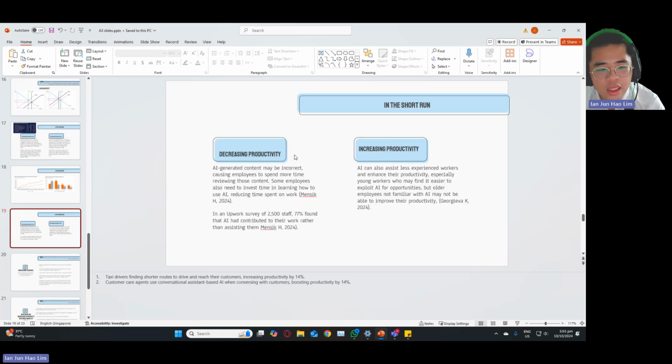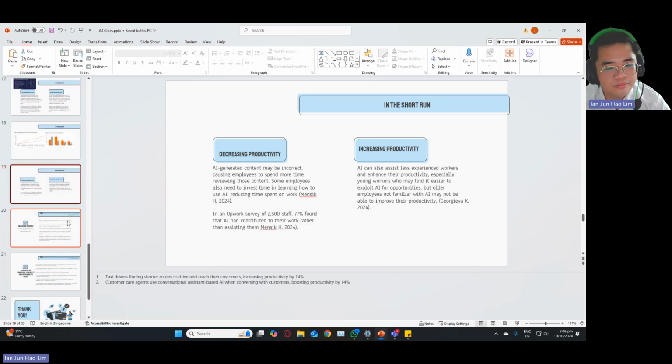So in the short run, AI can increase productivity as it assists less experienced workers and enhances their productivity, especially young workers who may find it easier to exploit AI for opportunities since they grew up with it. Next, it can also decrease productivity in the short run, as AI generated content currently may be incorrect, causing employees to spend more time reviewing this content. And also, some employees may need to invest time in learning how to use AI. Thus, both cases reduce the time employees have to focus on their work and productivity.